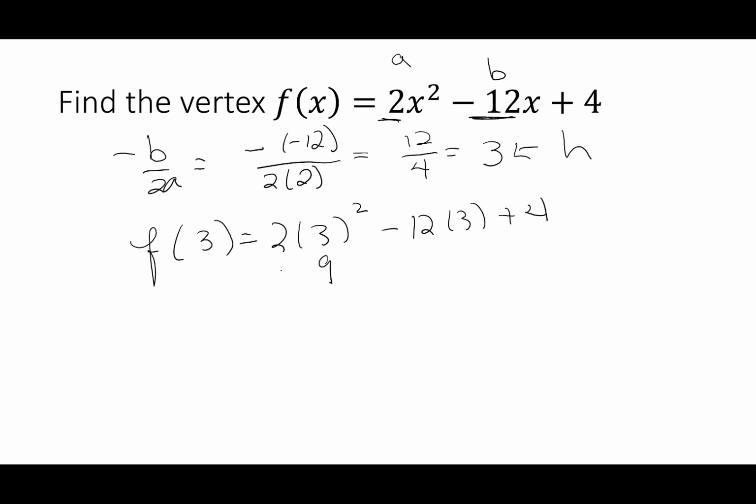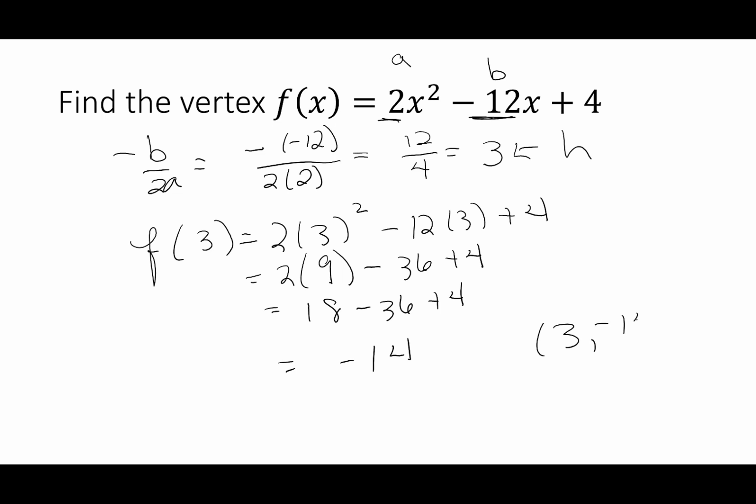3 squared is 9, so I'm going to have 2 times 9. 12 times 3 is 36 plus 4. I have 18 minus 36 plus 4. This is negative 14. So my vertex is positive 3, negative 14.